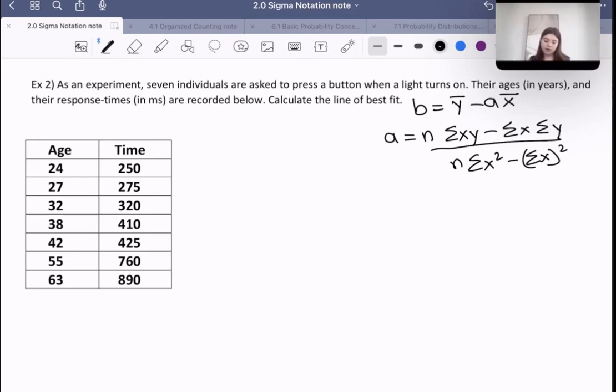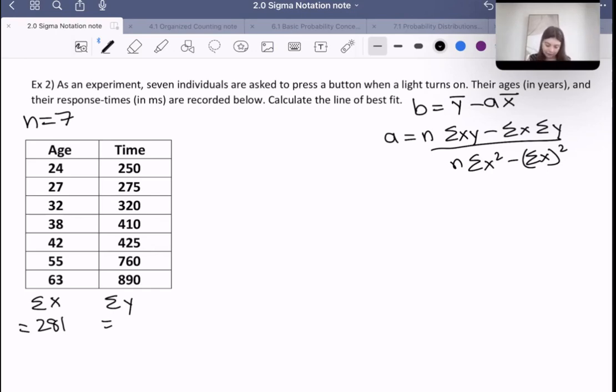Well, we obviously know n is 7, right? Because there's 7 individuals, so that part's easy. Let's do the next easiest things next. Let's do what is the summation of all the x values and the summation of all the y values. Okay, so let's add up all the ages together. So 24 plus 27 plus 32 plus 38 plus 42 plus 55 plus 63 is equal to 281. So 281 for this one.